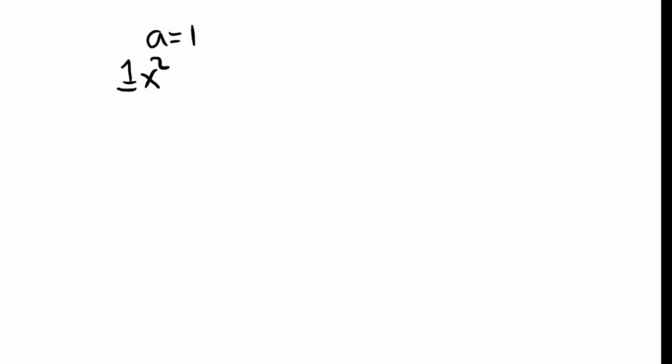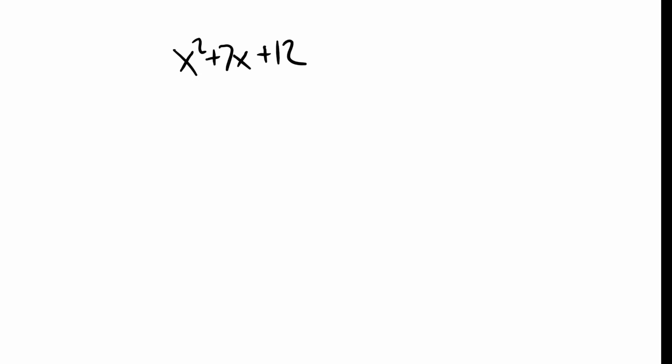The kind with a number in front of x squared are the kind we have to do the more convoluted way. It's what we're going to do in the next video, so come Wednesday we're going to be messing with those kinds of questions. But in these kinds of questions, we're going to start off with our first example, which is x squared plus 7x plus 12.